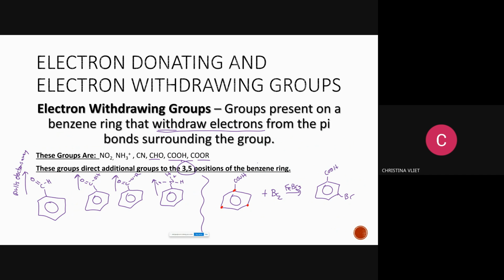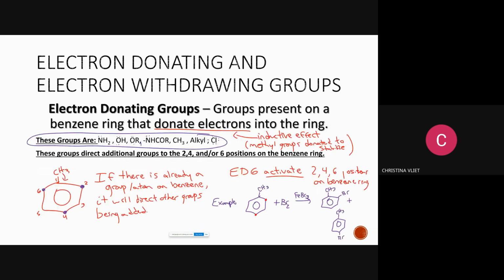So it is the identity of the group that's already existing on the benzene ring that tells us what to do. That directing group tells us what to do, where to add additional groups. That's a big idea that I need to practice today. We'll do practice questions in a little bit.